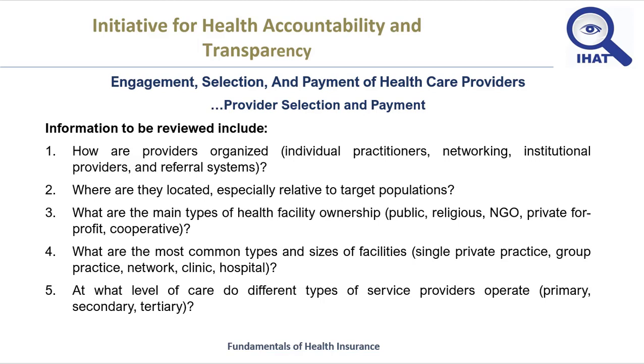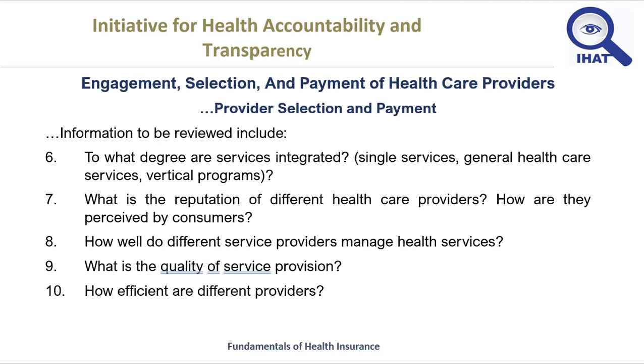Is it a single private practice? Is it a group practice? Is it a network of facilities? Is it a clinic or hospital? At what level of care do different types of service providers operate? Is it at the primary, secondary, or tertiary level? The other information to be reviewed include: to what degree are services integrated? Is it single services, general healthcare services, vertical programs?